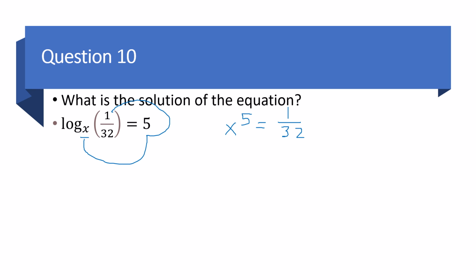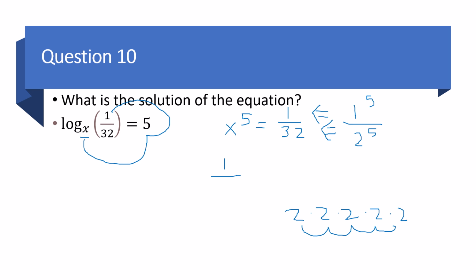All right, so what number raised to the 5th power is 1 over 32? I know it's going to be a fraction, and I know that that numerator is easy. What number to the 5th power is 1? So that's going to be 1. 1 to the 5th power is 1. But what number raised to the 5th power is 32? Let's try 2. All right, 2 times 2 is 4, times 2 is 8, times 2 is 16, times 2 is 32. 1, 2, 3, 4, 5. So yes, it's 1/2.